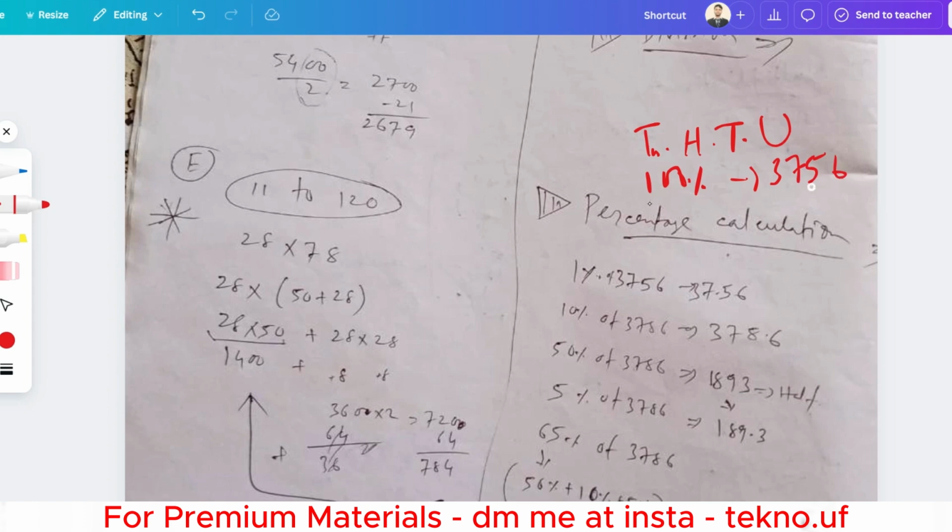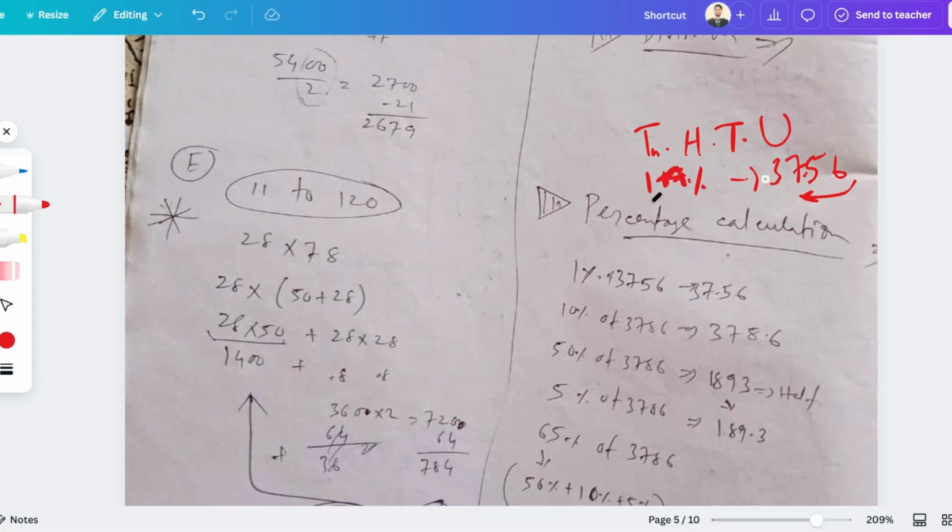And if this is 1%, that means 20 is removed. That means the dot will be shifted from the right side of the unit place two places to the left. I hope you understood what I am trying to tell you. So 100% of 3756 is 3756. For 1%, 20 is removed, so that's why the dot shifted two places left.